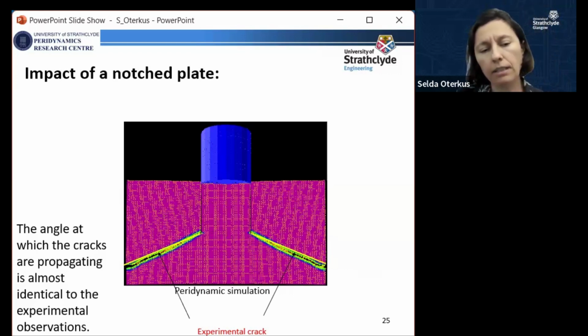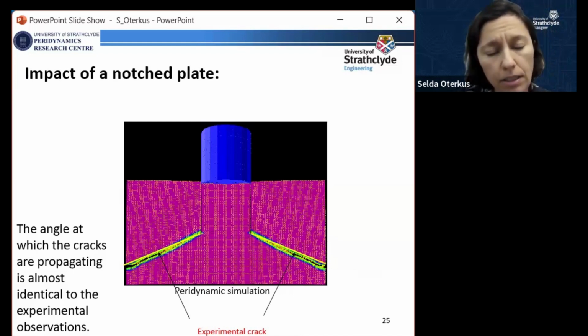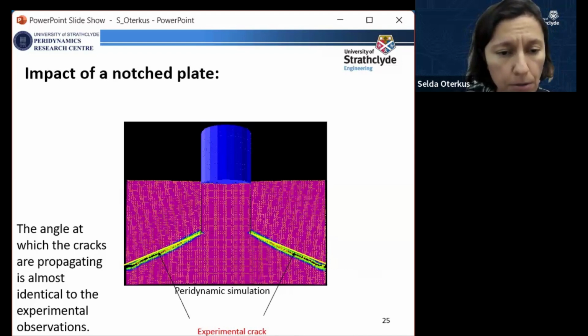Of course, before doing crack analysis, we also verify our methodology with classical solutions when there is no crack. So we make sure that we can capture conventional solutions, and then we try to capture the damage pattern using our peridynamic methodology after we verify it.